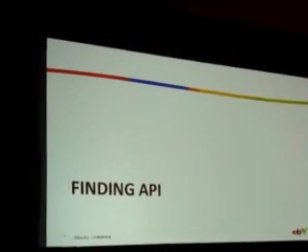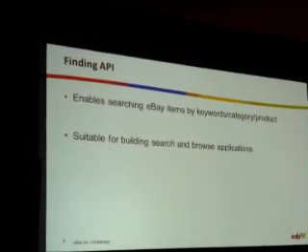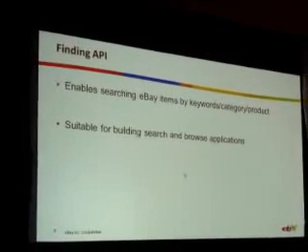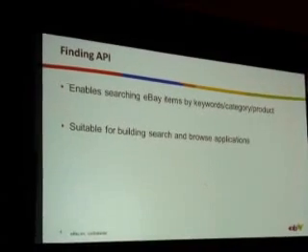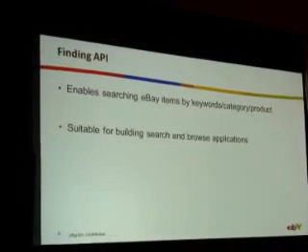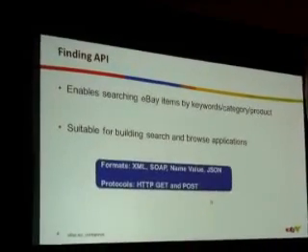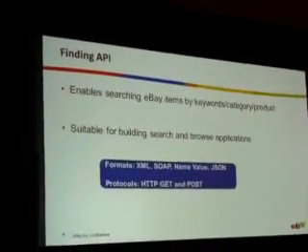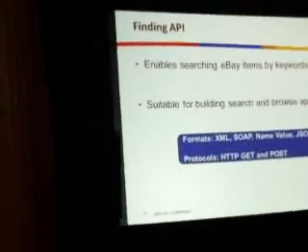So let's get started with the Finding API. Finding API is a very rich API suite that enables you to search and surface eBay items either by keywords, category, or product. So if you're thinking of building a search experience, this is one of the APIs that you should definitely look into. What formats does it support? XML, SOAP, name-value, and JSON. And you can make either an HTTP GET request or HTTP POST.